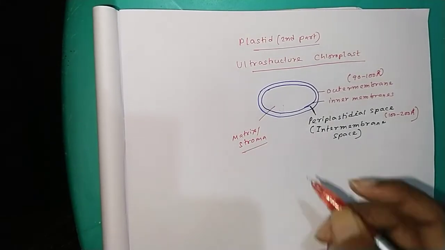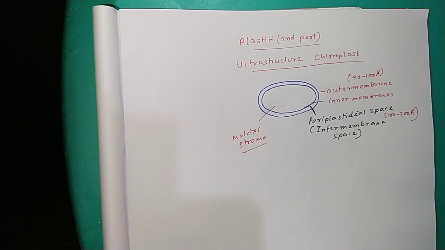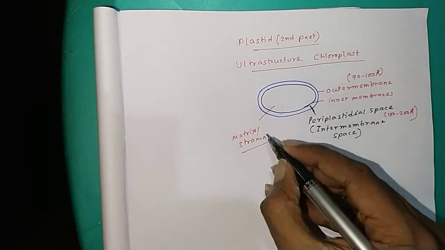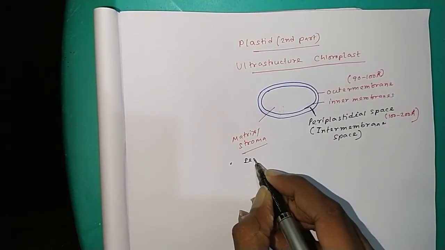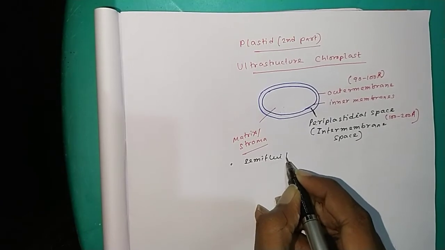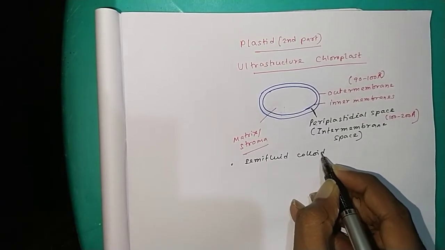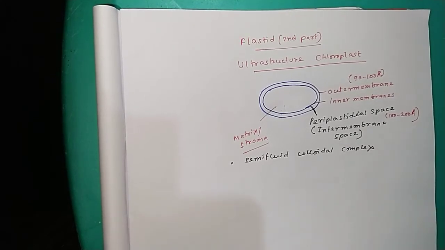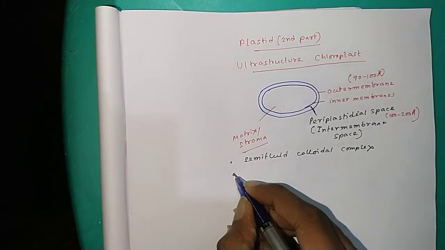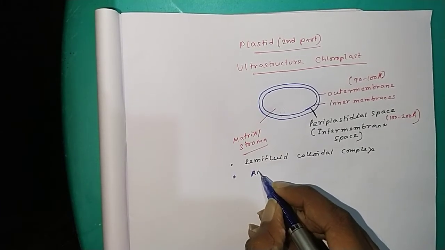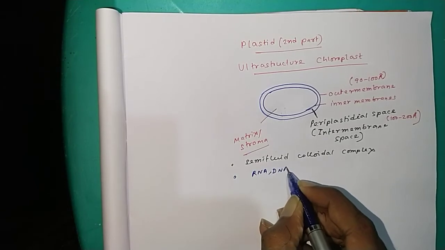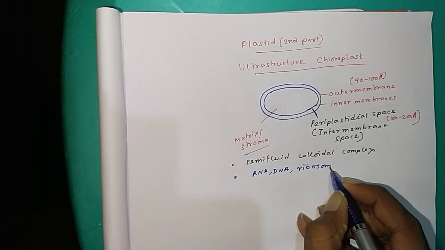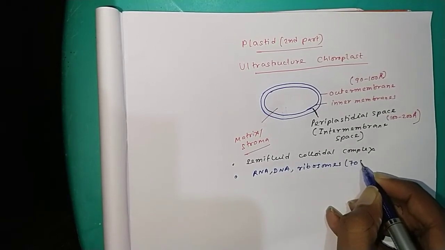The stroma is a semi-fluid colloidal complex, and the stroma or the matrix contains various types of molecules. For example, nucleic acids like RNA and DNA, and they also contain ribosomes, but the ribosomes are 70S type.